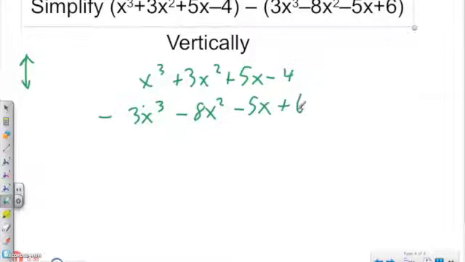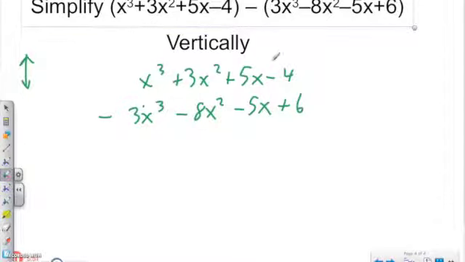my positive 6. Now one thing that you'll notice I'm doing is I'm lining up my like terms. I'm making sure that I have all the x cubes together. I'm making sure I have all my x squareds together. I'm making sure I have all my 5x's together. And I'm making sure I have all my constants together.